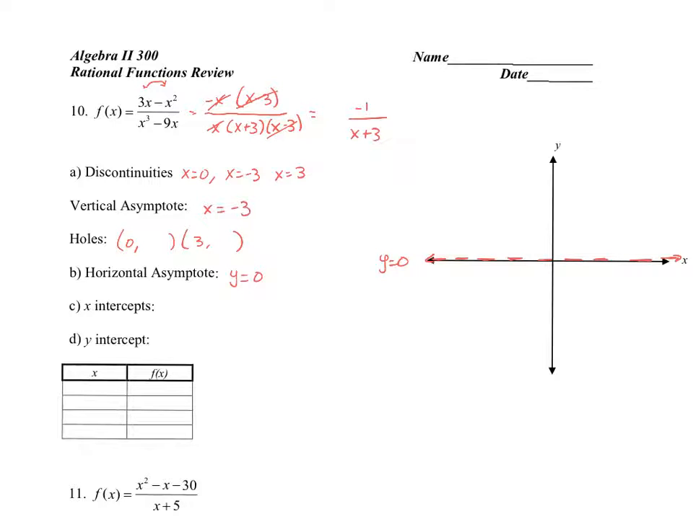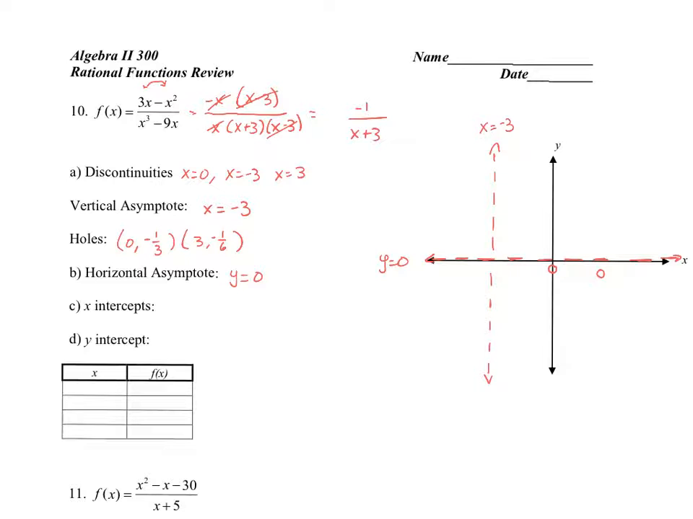Okay, let's find the y coordinates of those holes by plugging in 0 first into our simplified function, and we're going to get negative 1/3. And if we plug in 3, we'll get negative 1/6. So the coordinates of my holes are 0, negative 1/3 would be right about there. 3, negative 1/6 would be right about here. And I've got a vertical asymptote where x equals negative 3. So I'm going to draw that in, again, dashed vertical line. And I'll label that x equals negative 3.